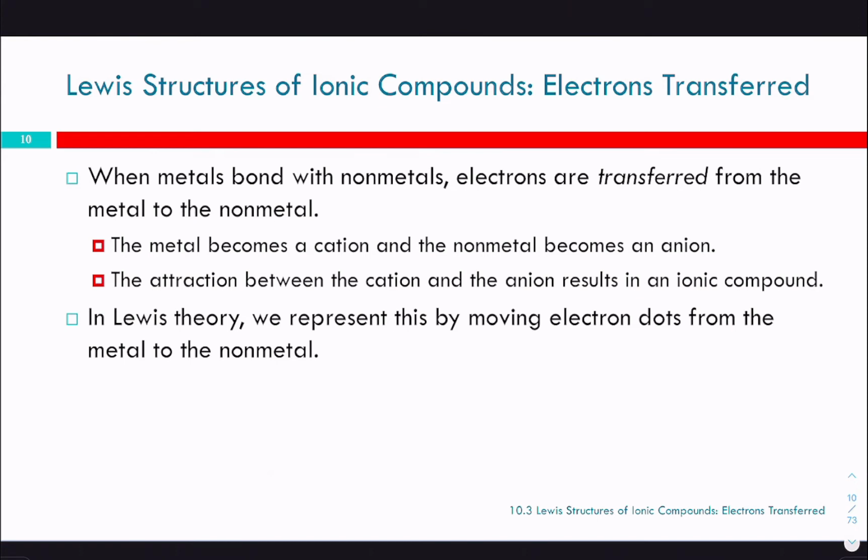And the attraction between the cation and the anion is not because of the shared or transferred electrons necessarily, it's because they have opposite charges. So it's like opposite ends of a magnet sticking together.